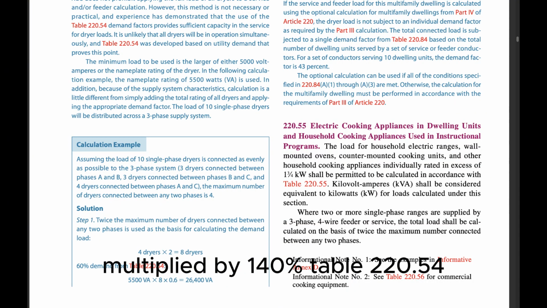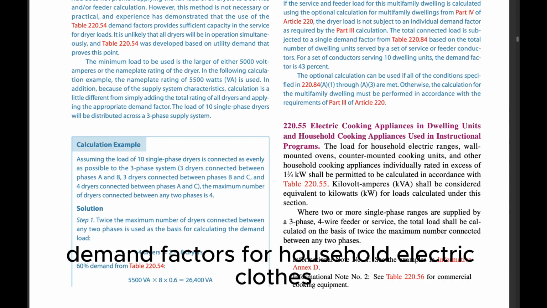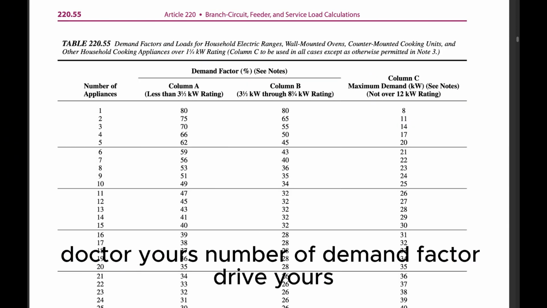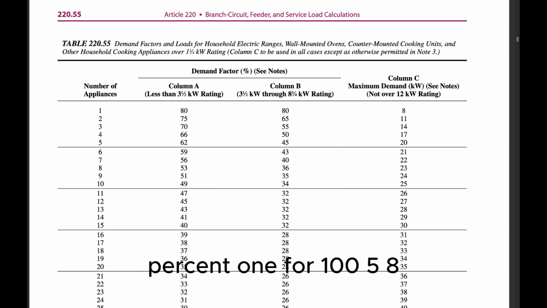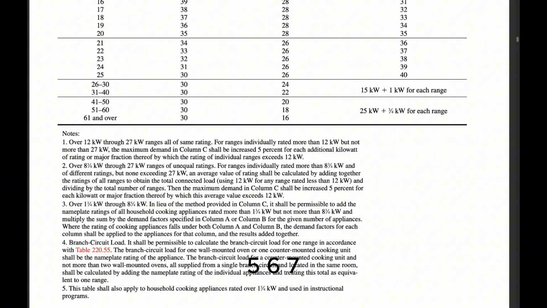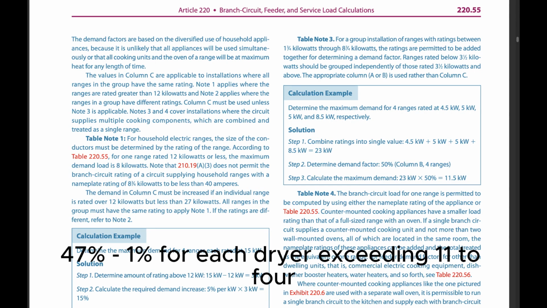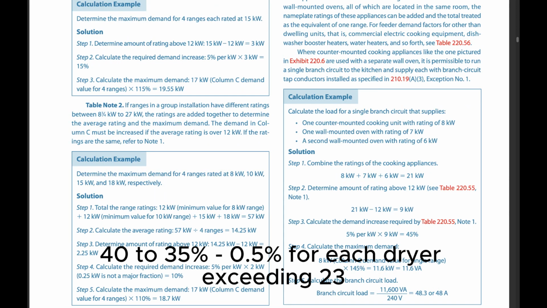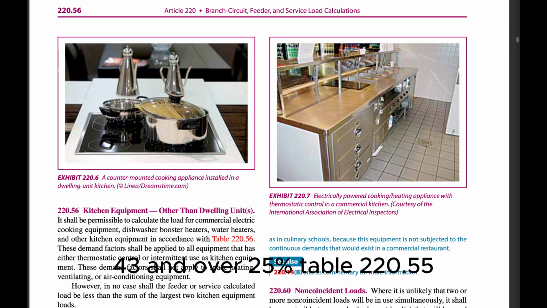Table 220.54, demand factors for household electric clothes dryers. Number of dryers and demand factor percent: 47% minus 1% for each dryer exceeding 11, 35% minus 0.5% for each dryer exceeding 23, and over 43, 25%.